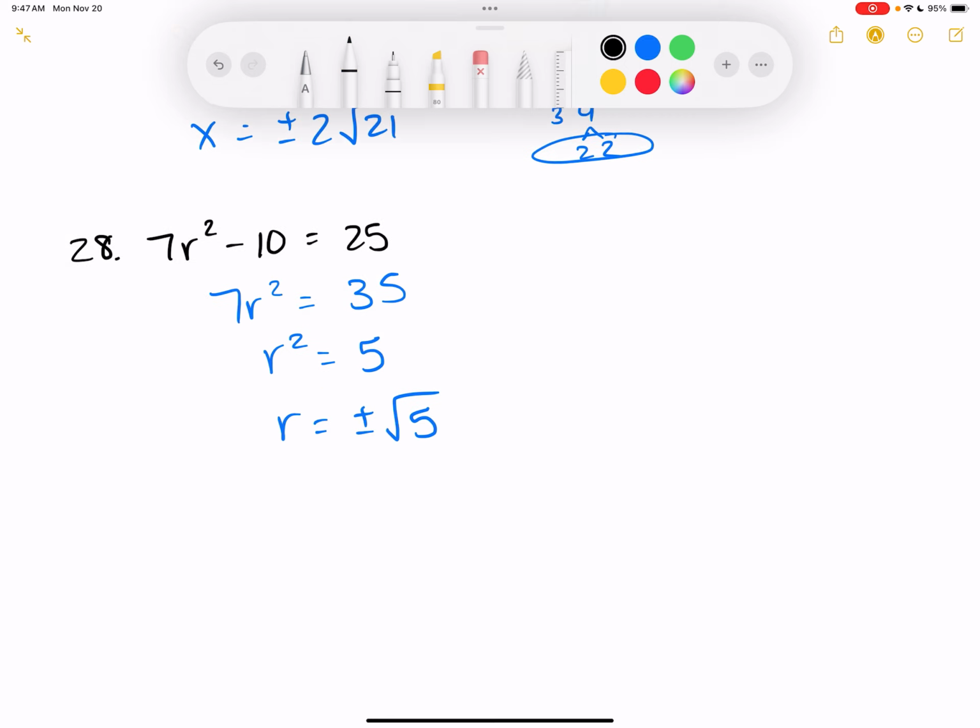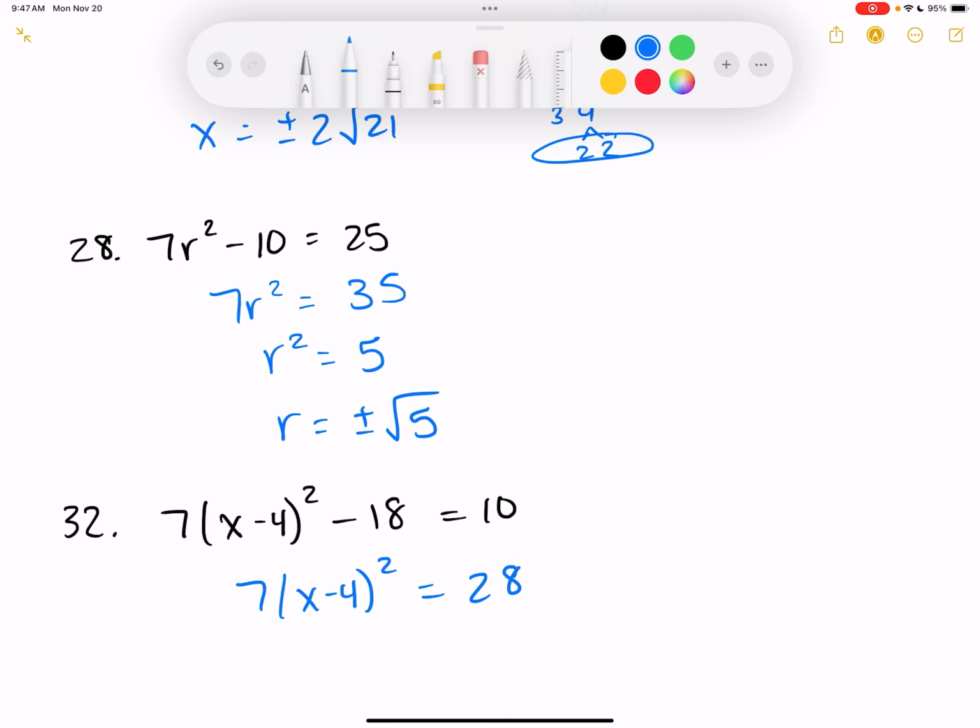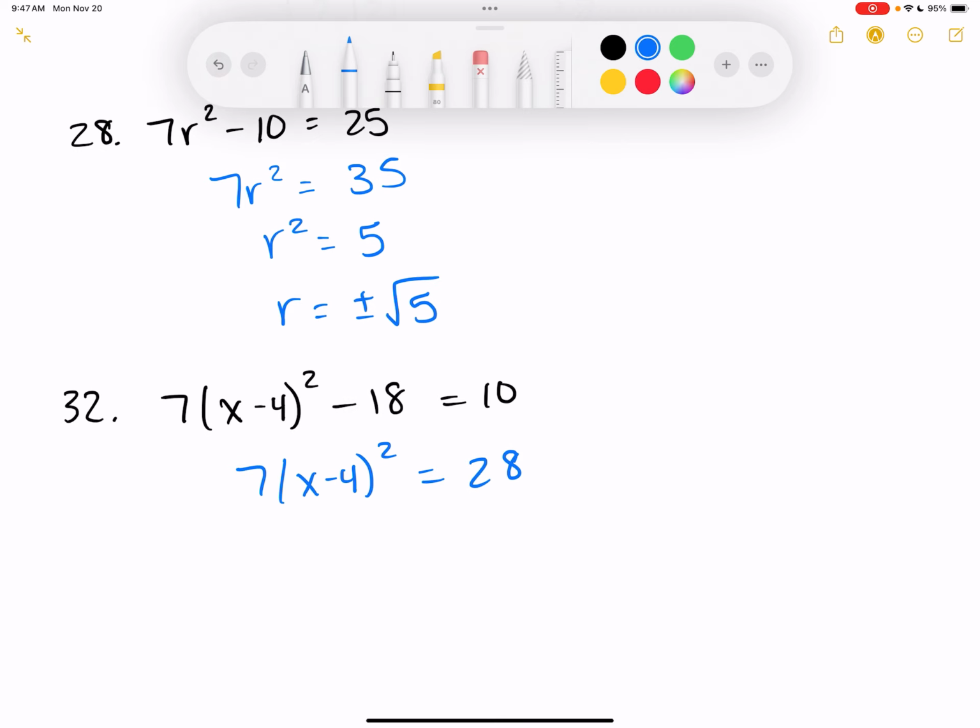All right, last one. 32. 7 times x minus 4 squared minus 18 equals 10. Now, I don't think this problem particularly is that hard, but for some reason people tend to get confused on the process by which to do this problem. First and foremost, we add the 18 over. So we have 7 times x minus 4 squared equals 28. Then I divide by 7. So x minus 4 squared equals 4.